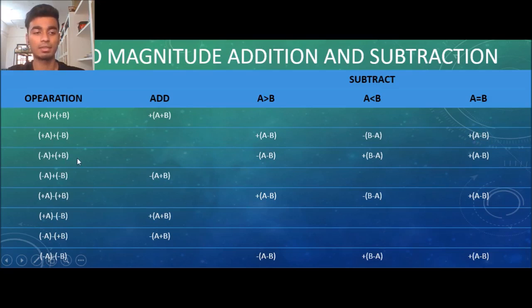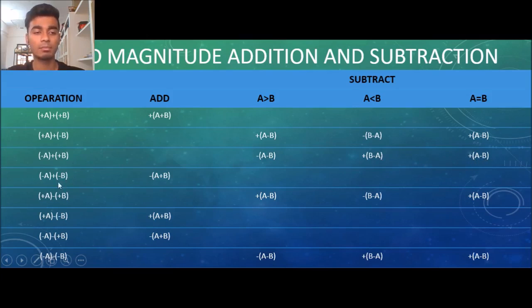In the third case, we have taken A as negative and B as positive. In this case, when A is greater than B, the answer will be minus of A minus B, and when A is smaller than B, the answer will be plus of B minus A, and if A equals B, the answer will be A minus B.